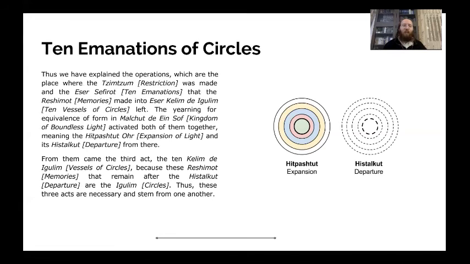From them came the third act, the 10 Kelim de Igulim, vessels of circles, because these Reshimot, memories, that remain after the Histalkut, departure, are the Igulim, circles. Thus, these three acts are necessary and stem from one another. So what it's saying is that when that desire, that yearning for equivalence of form, for basically passing the barrier, causes, on one hand, the building of the world going inside of you, and then the departure of light as well. So it causes both operations to happen within you.